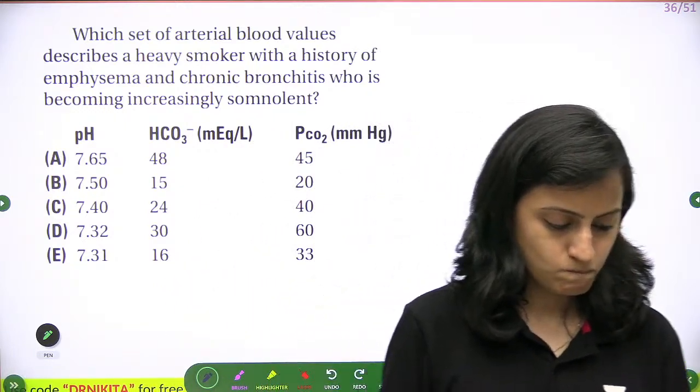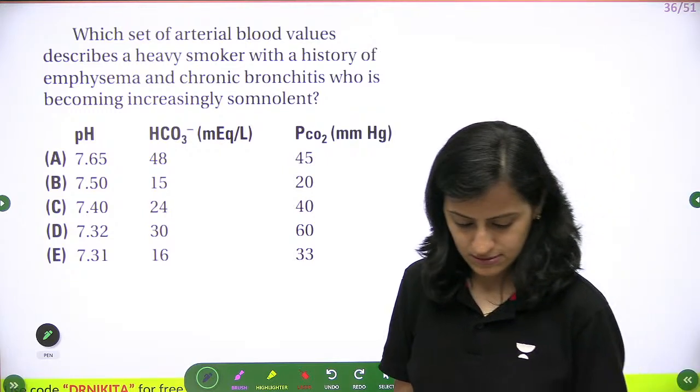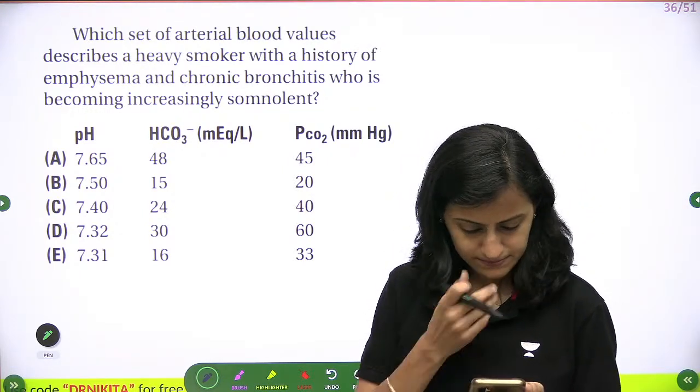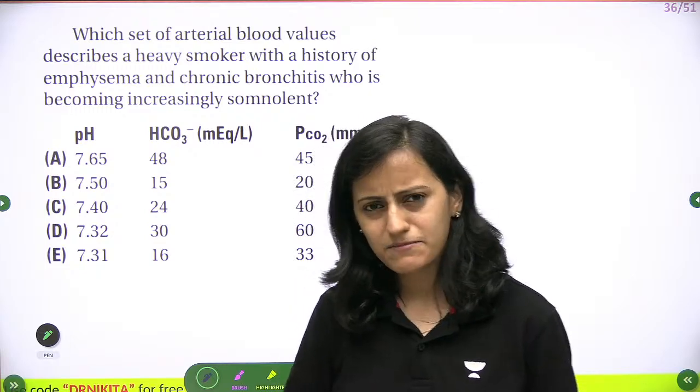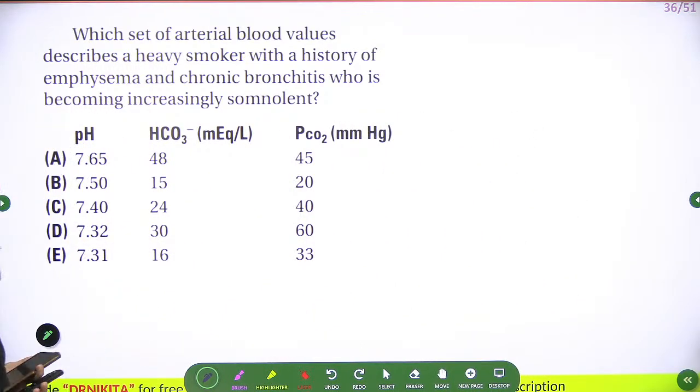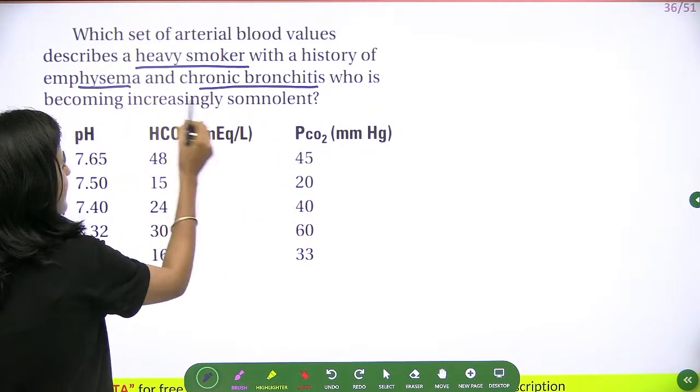Next one. What do you think is the answer to this statement? Which set of ABG values describes a heavy smoker with emphysema, chronic bronchitis, who is becoming increasingly somnolent? In such questions, ruling out is the major cheat code, the trick that you should be using. You think it's a D? Why has everybody marked D as the answer? Is something incorrect here? See, first of all, it's a heavy smoker with bronchitis, emphysema, and somnolent.